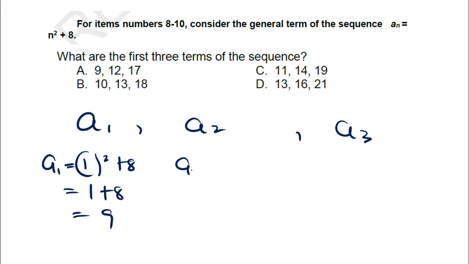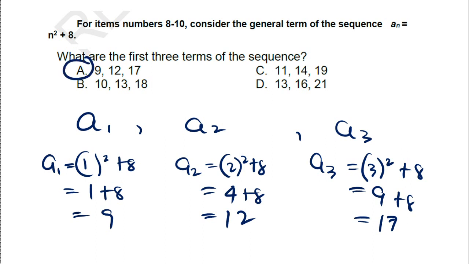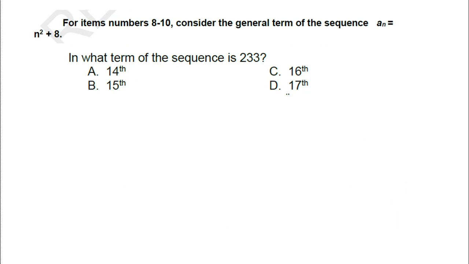Let's have a sub 2. A sub 2 is equal to 2 squared plus 8. That's 4 plus 8 equals 12. A sub 3 is equal to 3 squared plus 8. That's 9 plus 8. So the answer is 17. Therefore, the first three terms of that sequence are 9, 12, and 17. And that's letter A.